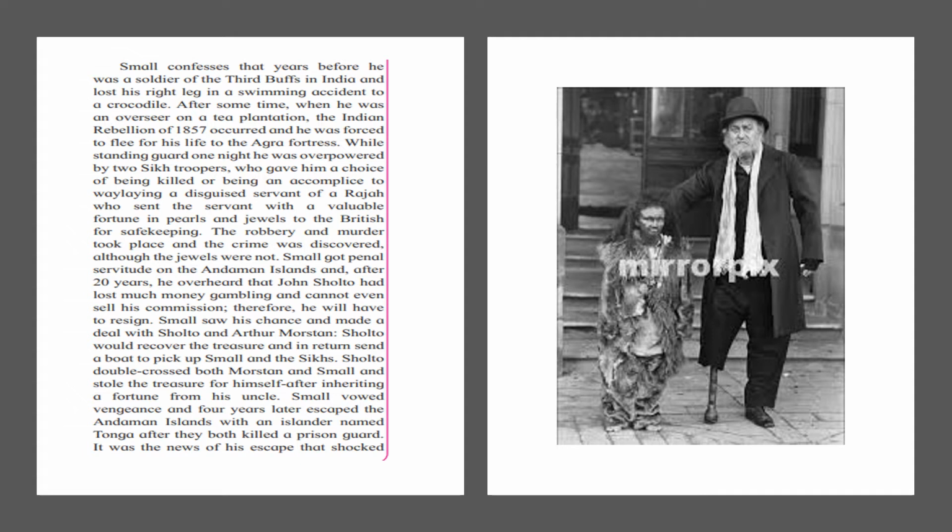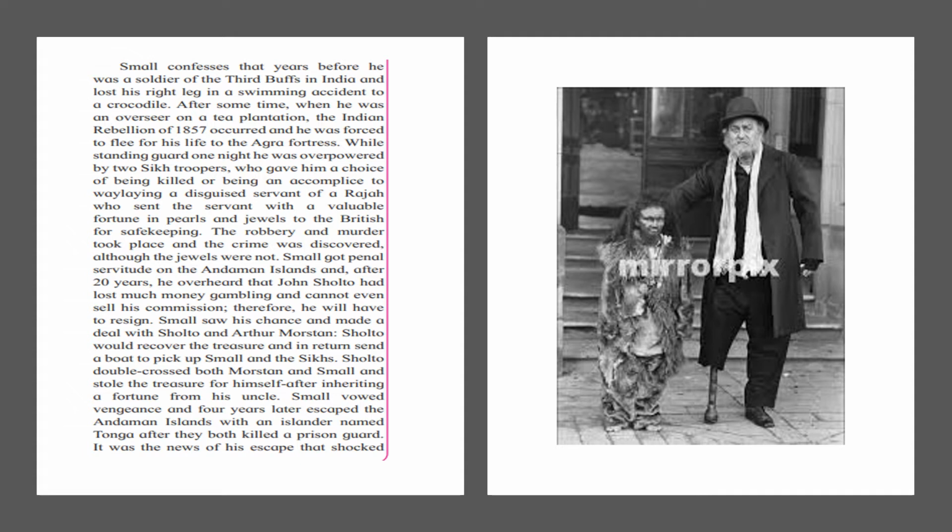The robbery and murder took place and the crime was discovered, although the jewels were not. Small gets imprisoned on the Andaman Island, and after 20 years, he overheard that John Sholto had lost much money gambling and cannot even sell his commission. Therefore, he will have to resign.